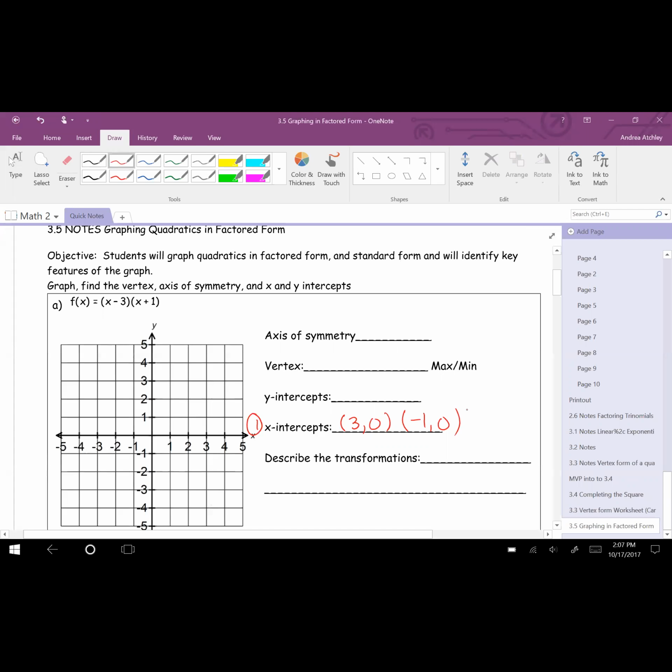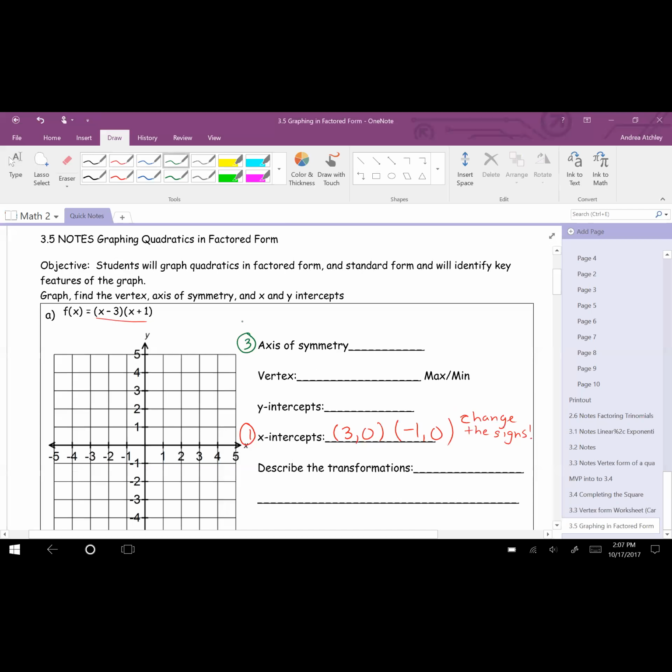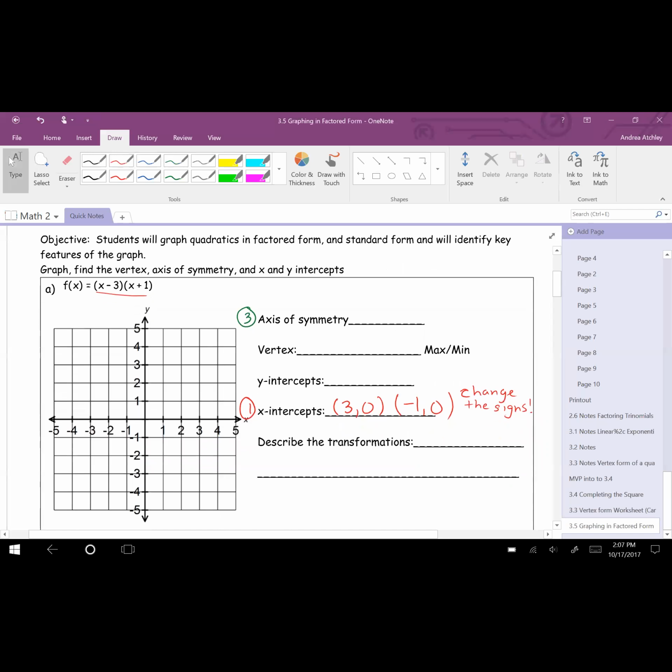Okay, make sure you change the signs. You take the original problem, you change the signs. Any questions? Okay, the next thing that we can find is the axis of symmetry. Let's start by graphing my intercepts. I'm at 3 and -1.